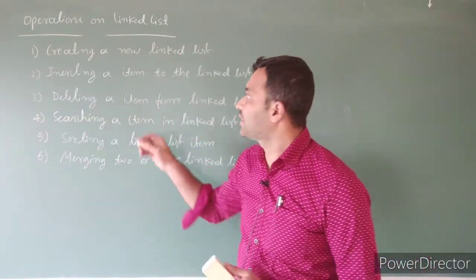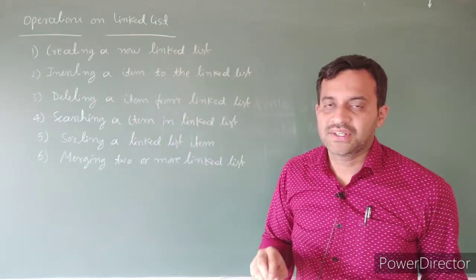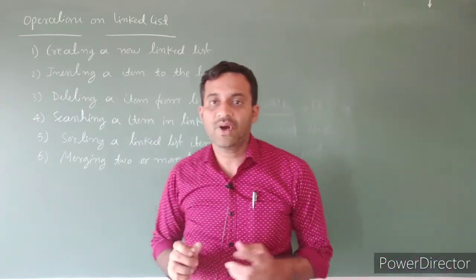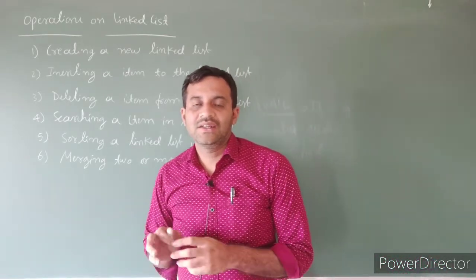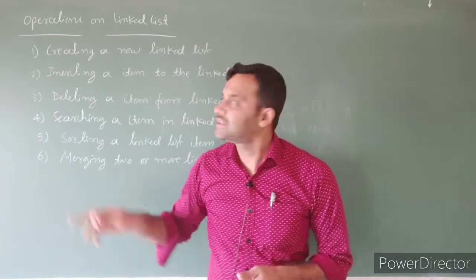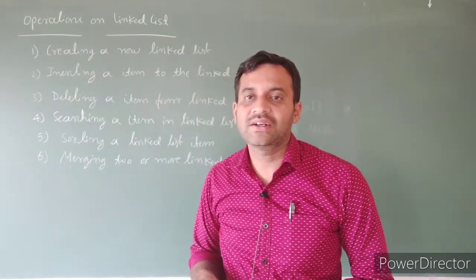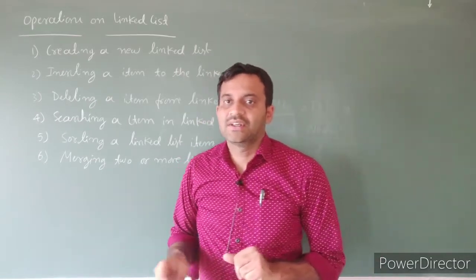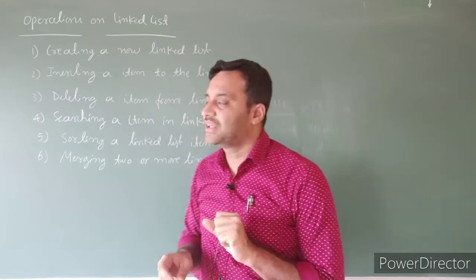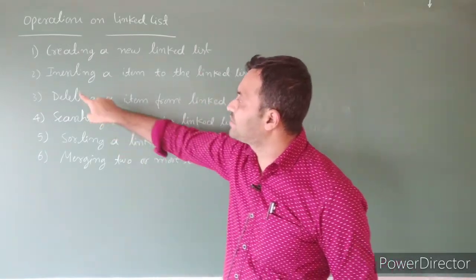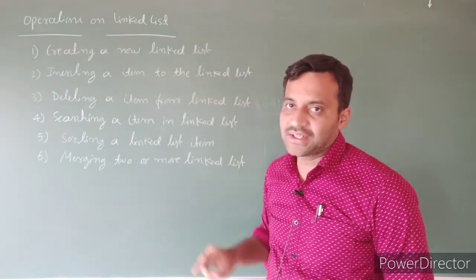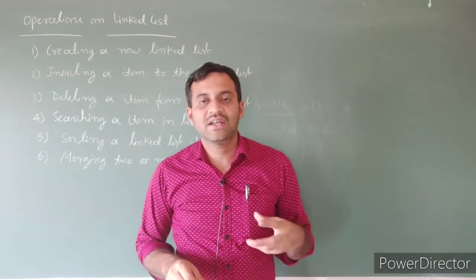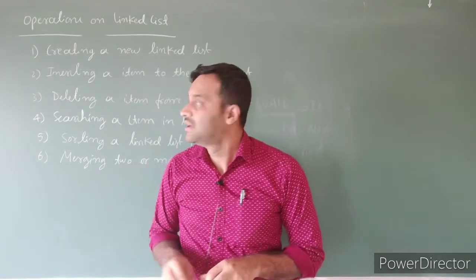First one is we have to create a new linked list. While creating the linked list, we have to choose a node from the avail. Basically the linked list is empty initially. Next one is inserting an item to the linked list. Again, to insert an element to the linked list, we have to select a node from the avail.